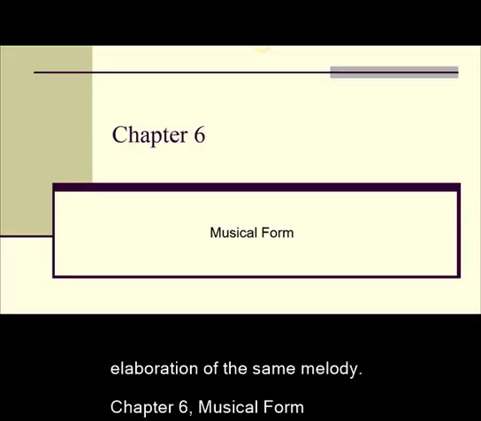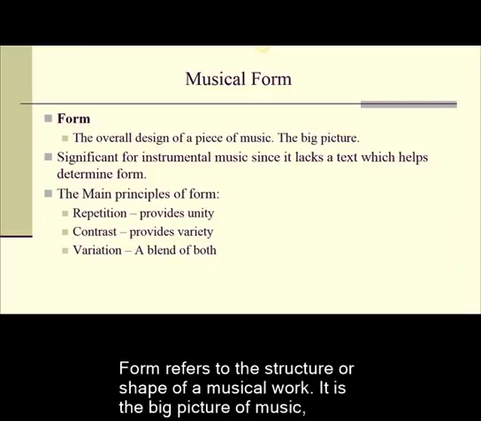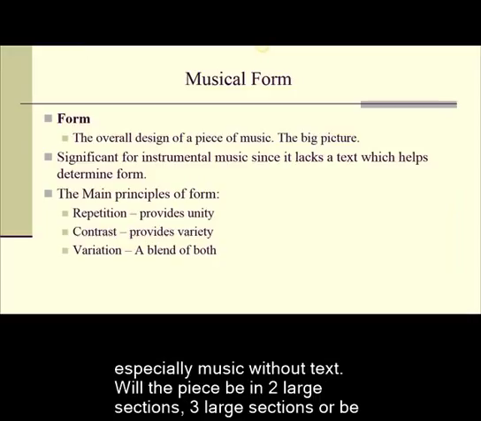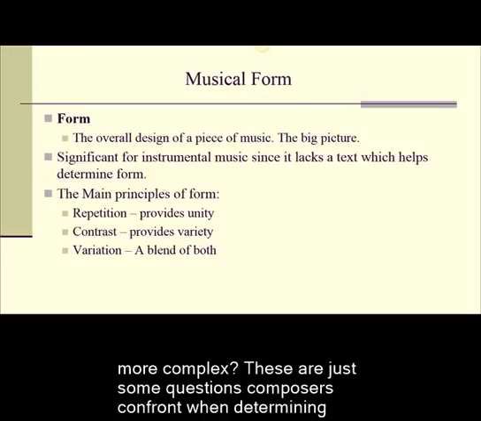Chapter 6. Musical Form. Form refers to the structure or shape of a musical work. It is the big picture of music, especially music without text. Will the piece be in 2 large sections, 3 large sections, or be more complex? These are just some of the questions composers confront when determining musical form.